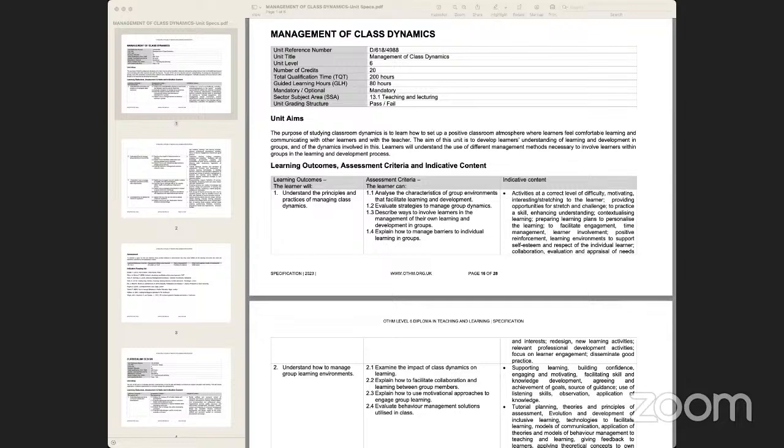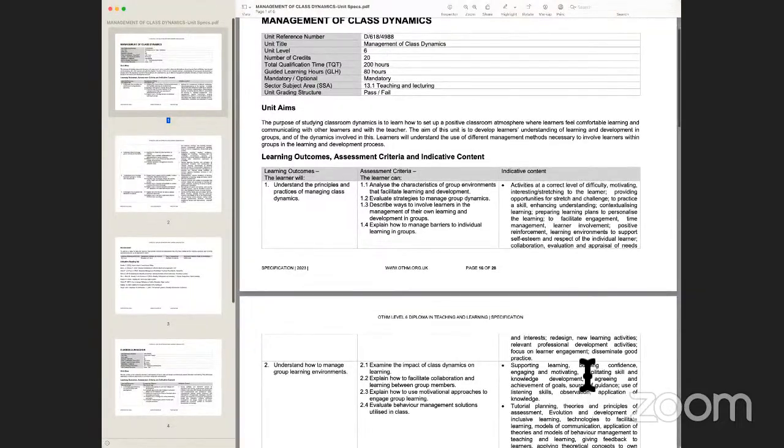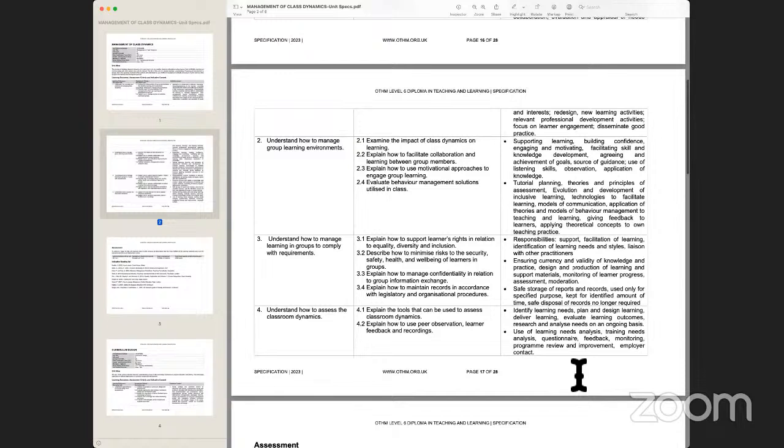So what you see on your screen is the unit specification, just very briefly in terms of what we're going to be covering. So learning outcome 3 would look at understanding how to manage learning in groups to comply with requirements. So the reason why this learning outcome is important is because when you look at a classroom-based environment, when you look at essentially learners studying with us in a group, the reason why it says in a group is because when you imagine a classroom, when you imagine a setting wherein you have a number of students, children, learners studying with you in the class, then in those cases, it is generally called learning in group.